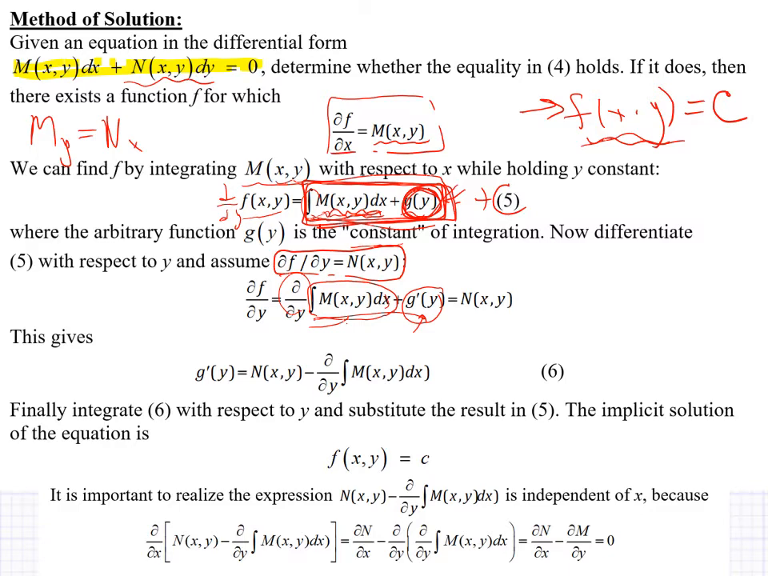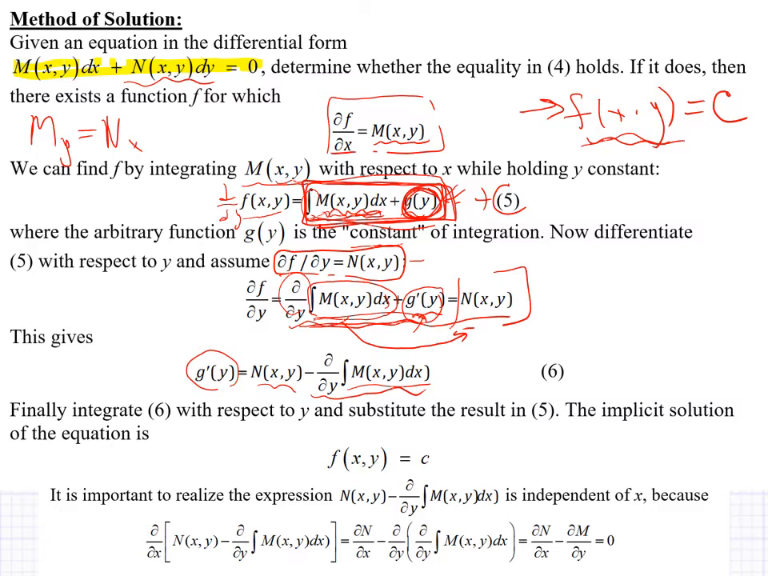And that should be equal to n, because n was also the derivative of f with respect to y. So this equals n. All right, so I have this equation right here. What I'm going to do is solve this equation for g prime. So I'm going to move this to the other side of the equation with the n. So I subtract it. That's what you see here, right? And so g prime of y equals n of xy minus the partial of this integral with respect to y.